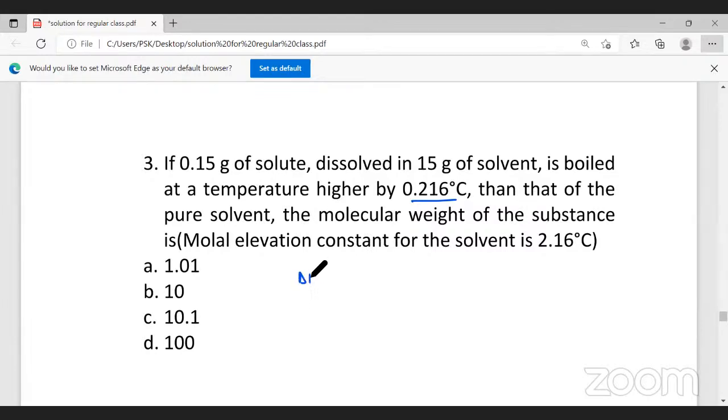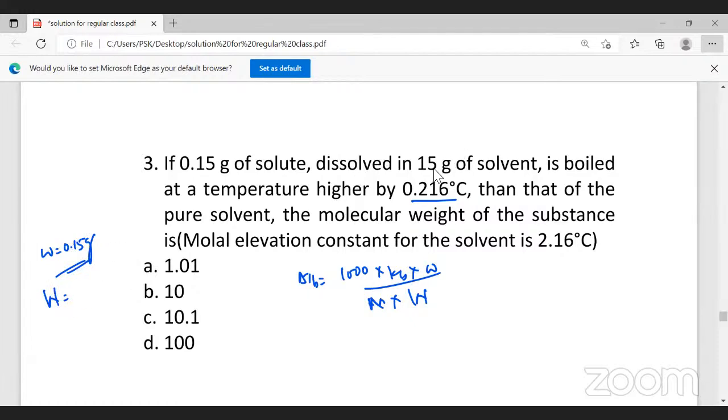What is the formula? Elevation in boiling point is given by the formula: 1000 into Kb into w divided by M into W. Now, what all is given in the question? Given small w is 0.15 grams.